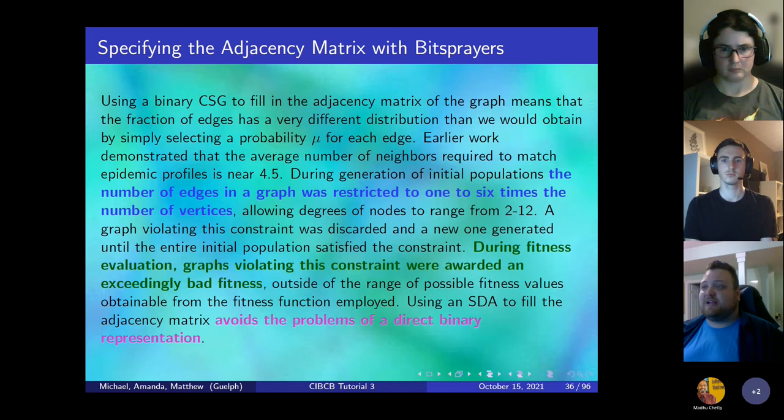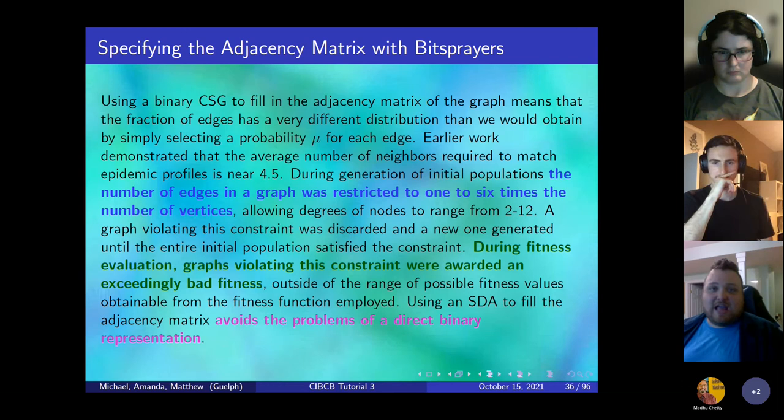Earlier work demonstrated that the average number of neighbors required to match epidemic profiles is near 4.5. During generation of initial populations, the number of edges in a graph was restricted to 1 to 6 times the number of vertices, which in turn allowed degrees of nodes to range from 2 to 12. When we're initially generating, if we generated a network that violated this constraint, it was thrown out and we started again. During fitness evaluation, graphs violating this constraint were awarded an exceedingly bad fitness that was worse than any potential fitness achieved by any result. Using an SDA to fill the adjacency matrix avoids the problems of the direct binary representation discussed above.